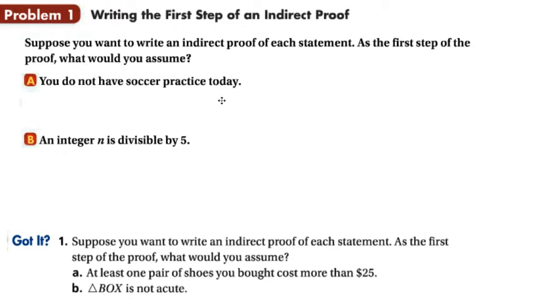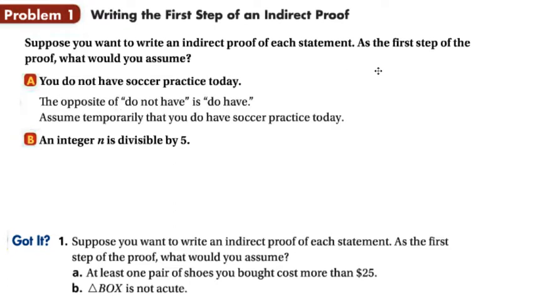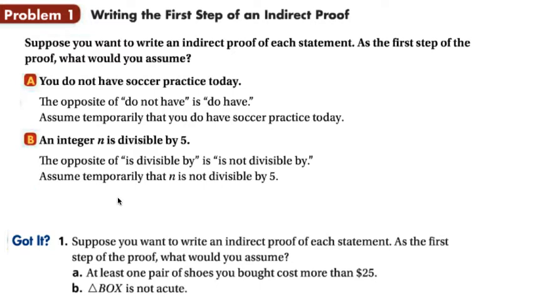What would be the opposite of that? And the opposite would be to take out the word not. So the opposite statement would be you have soccer practice today. How about letter B? An integer n is divisible by 5. Well, oftentimes we can just insert the word not to get the opposite. So this one would be an integer n is not divisible by 5. That would be your assumption. Assume that it's not divisible by 5.